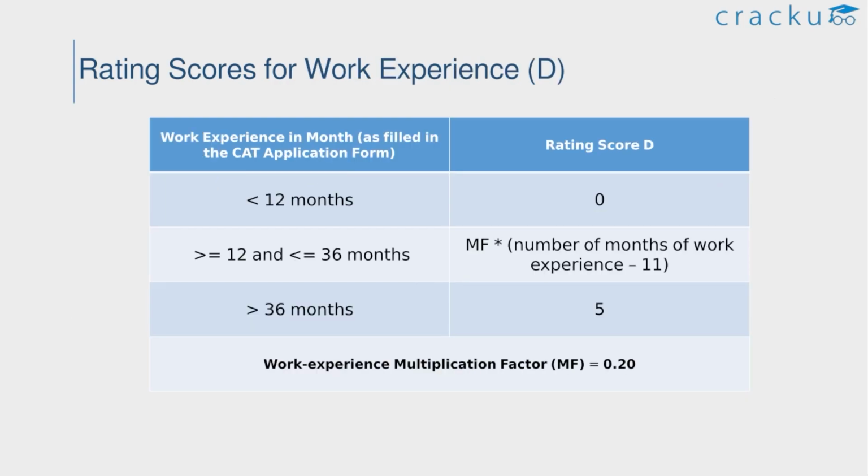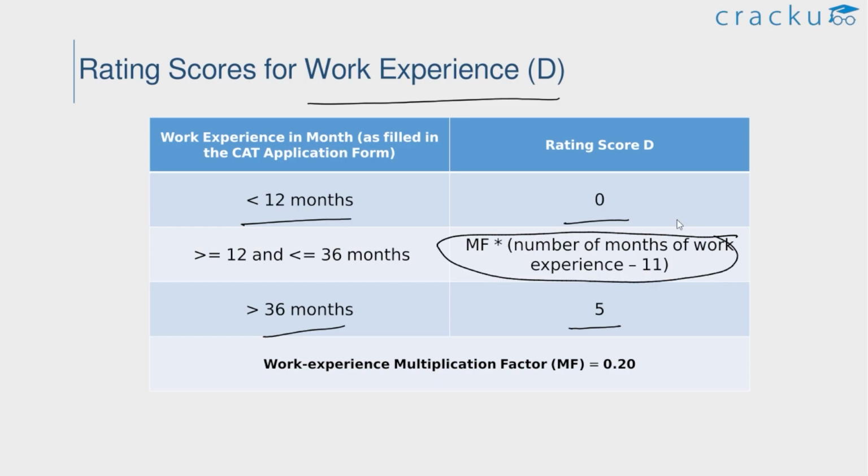So these are the rating scores given for the work experience, D. If you have less than 12 months of work experience, then your rating score is 0. If you have work experience more than 36 months, that is more than 3 years, then your rating score of work experience is 5, and this is the calculation used to give the rating score for candidates having work experience between 12 to 36 months.